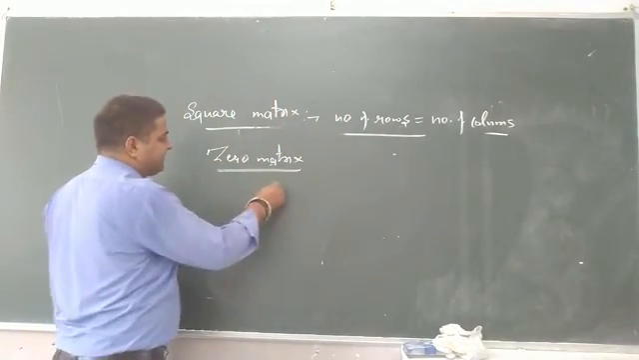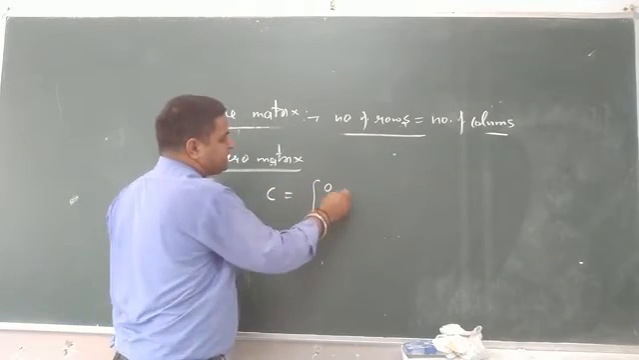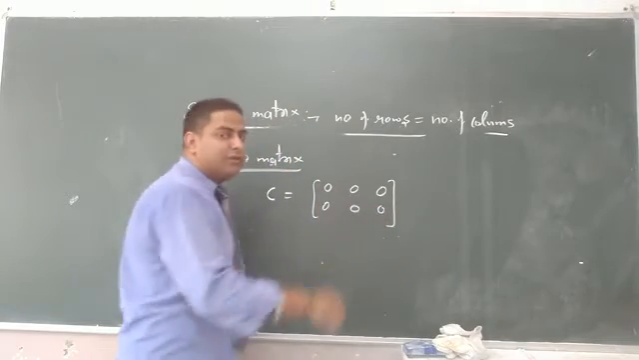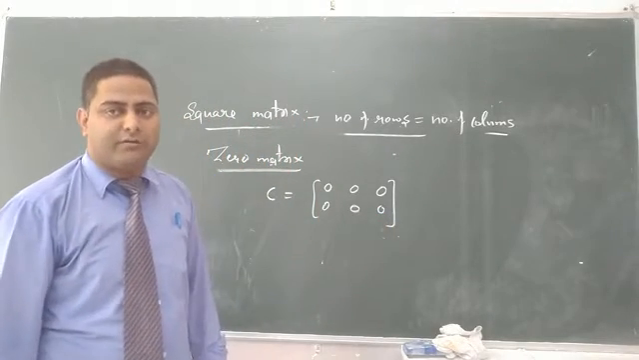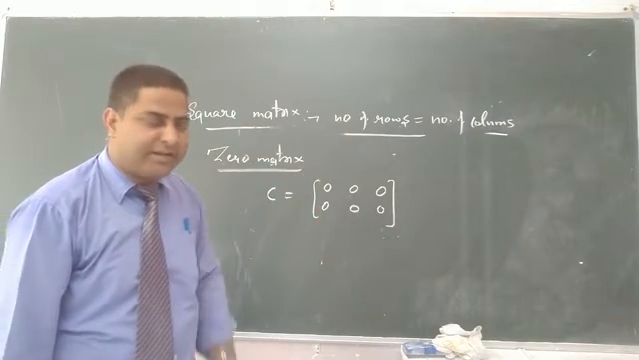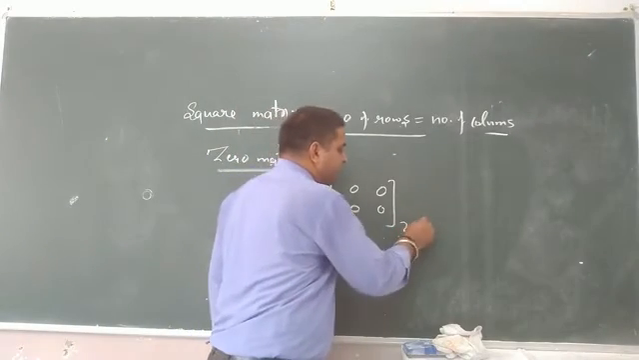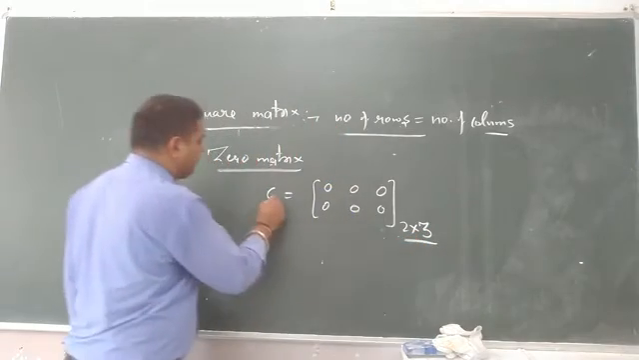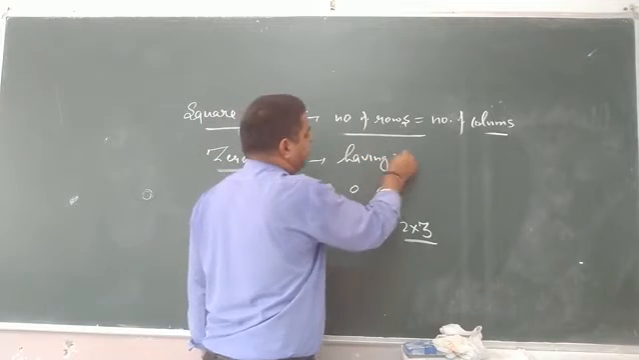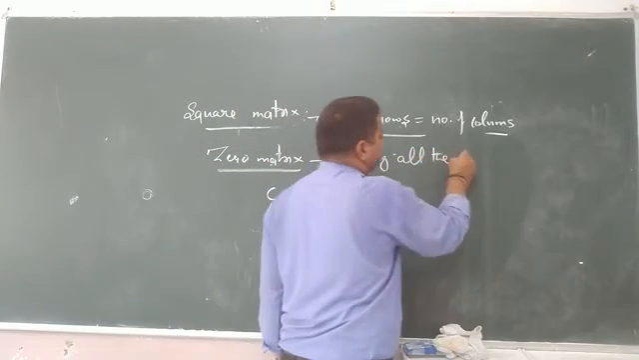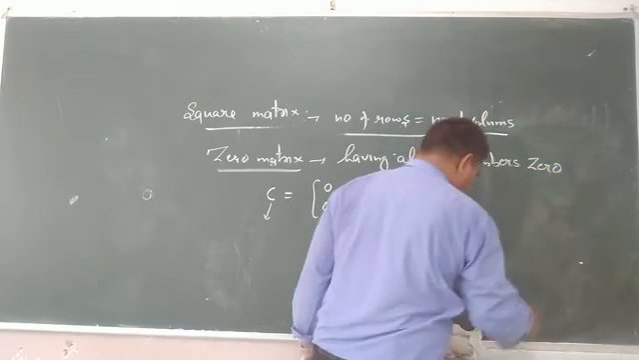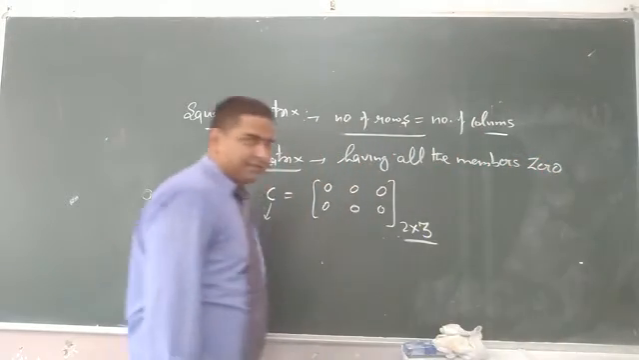Let us take an example. C is a matrix whose entries are 0, 0, 0, 0, 0, 0. So it is a zero matrix of what order? How many rows? 2. How many columns? 3. So it is a zero matrix of the order 2 into 3. A matrix having all the entries zeros is called a zero matrix.